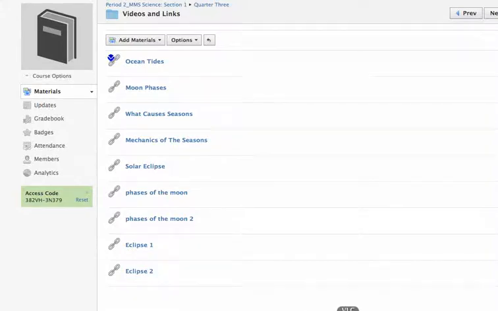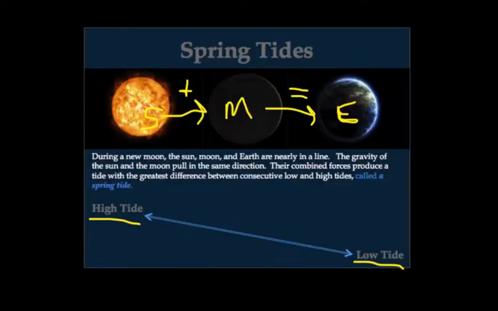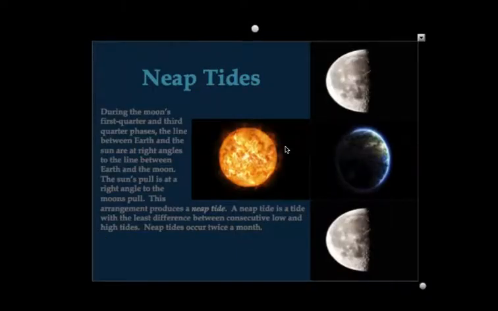And let's see. The last one is we're going to talk about neap tides. Now, neap tides are during the moon's first quarter and third quarter phase. The lines between the Earth and the Sun are at right angles to the line between the Earth and the Moon. The sun's pull is at a right angle to the Moon's pull. This arrangement is known as the neap tide.